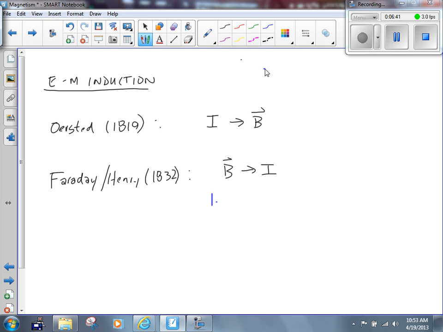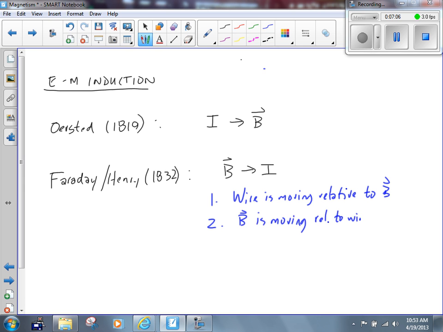Number one, you've got a wire, you've got a magnetic field. If the wire is moving relative to a magnetic field, then you're going to get a current. The second condition says if the magnetic field is moving relative to the wire. Now, it doesn't really matter, of course, which one's moving. In fact, we often don't even distinguish between condition one and condition two, because they're really the same thing. As long as they're moving relative to each other, you will get a current.